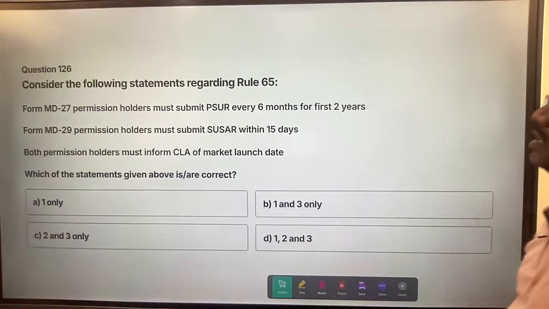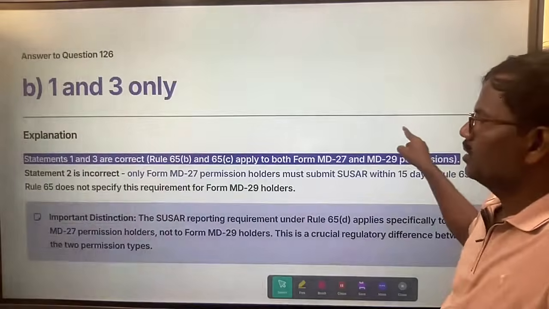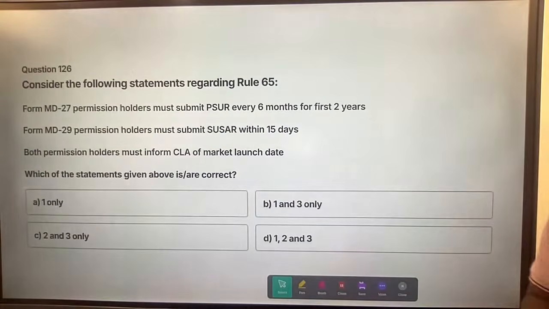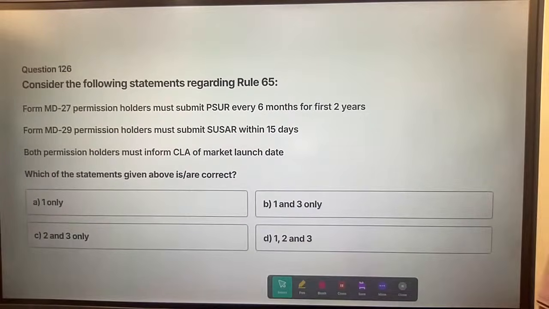126. Consider the following statements regarding Rule 65. Form MD27 permission holders must submit PSUR every 6 months for the first 2 years. Form MD29 permission holders must submit SUSAR within 15 days. Both permission holders must inform the CLA of the market launch date. Which one is correct? 1 only, 1 and 3 only, 2 and 3 only, or 1, 2, 3.